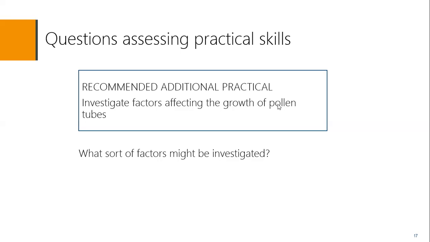Some good ideas there. Concentration of sugars, temperature, pH. Not so much availability of sunlight, because pollen tubes grow inside the plant, so they are not going to be dependent on sunlight or light intensity. Concentration of sugar solution, very important. Wind, a bit less so because, again, they are protected inside the plant. But lots of good ideas there.